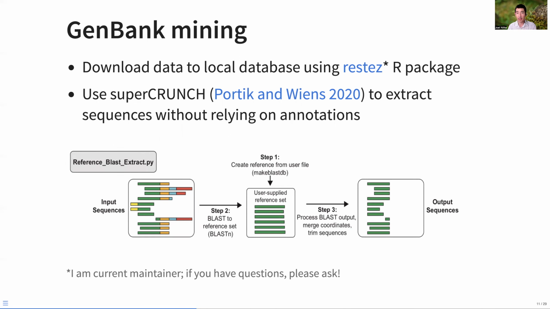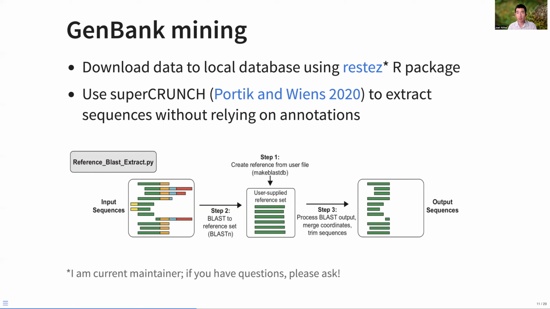And the reason for that is twofold. First, it increases reproducibility because now we have a fixed version of GenBank that won't change day to day. And secondly, it is also more efficient to query large amounts of data locally instead of online.